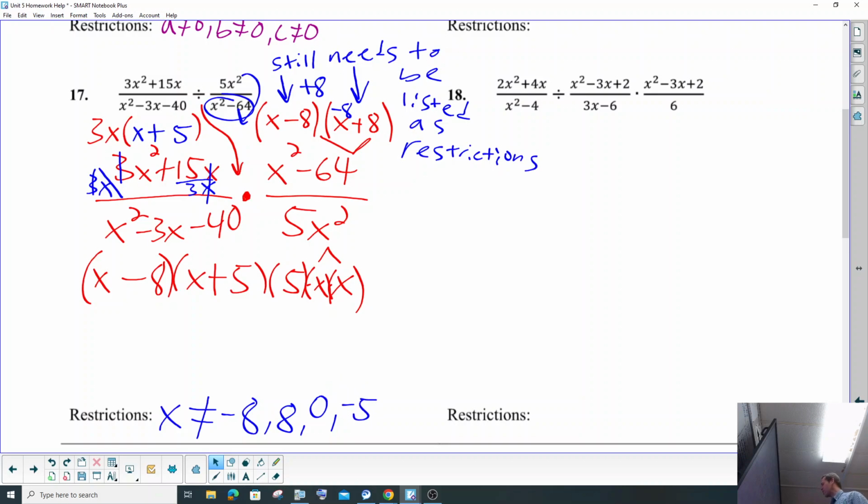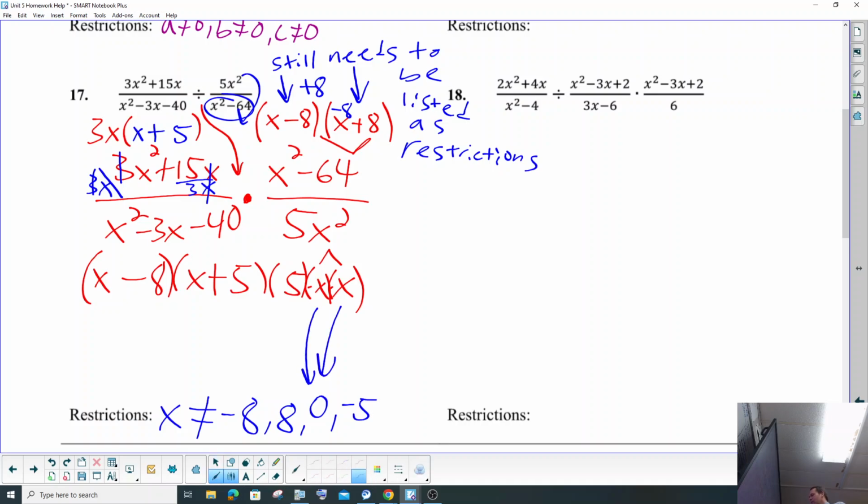Wow, that's a lot of restrictions, guys. We already have 0 from that x, so there's also 0. So many restrictions. We have 4 different restrictions. Again, the restrictions were here and here and here. So there are 3 places where you have to look for restrictions when you're doing division.